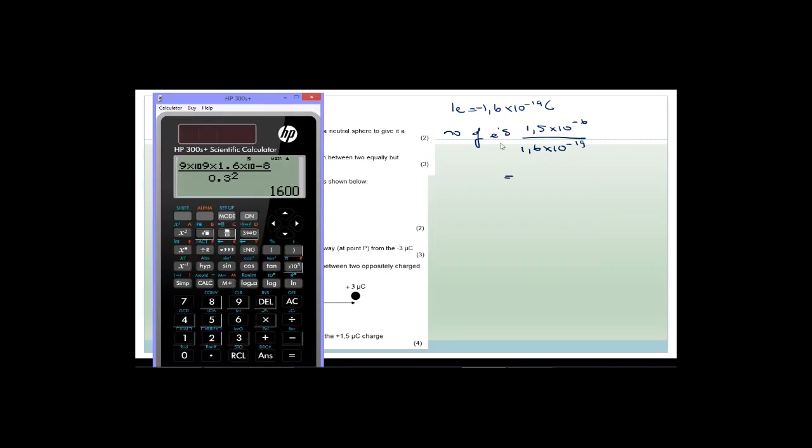Okay, so let's work that out. We've got 1.5 exponent negative 6 divided by 1.6 exponent negative 19 equals 9.375 times 10 to the 12, or 9.38. It's 9.38 times 10 to the 12 electrons.